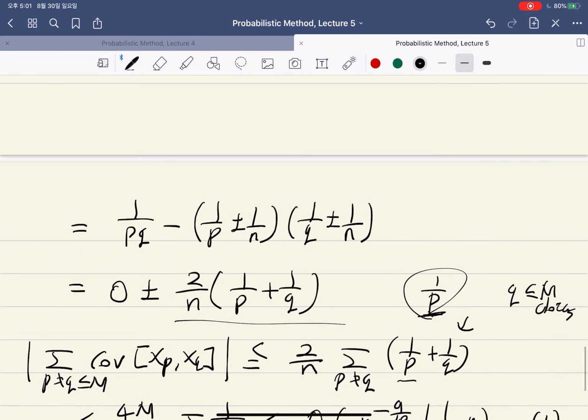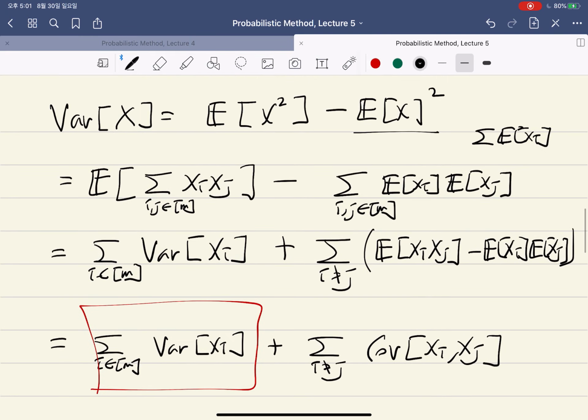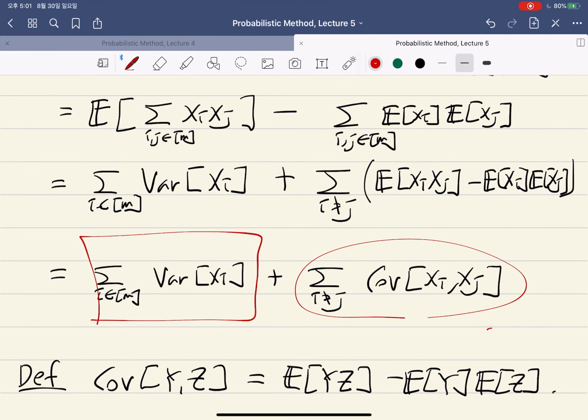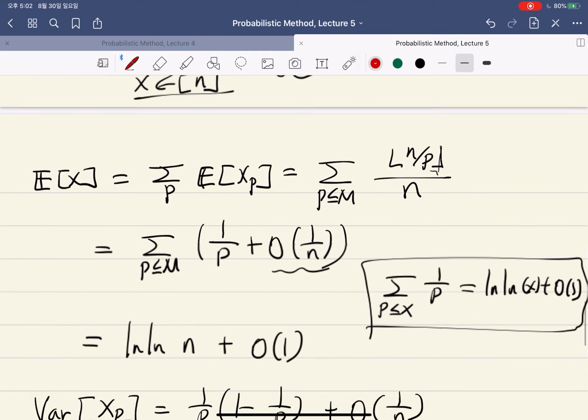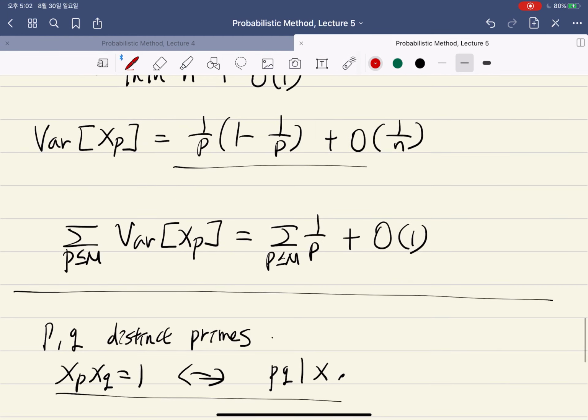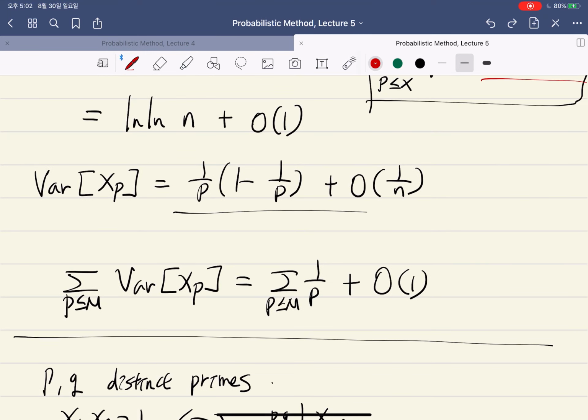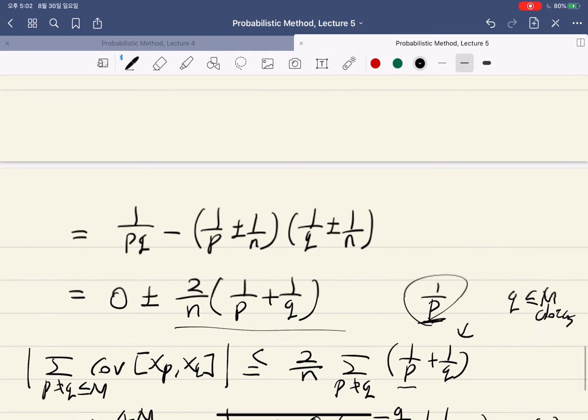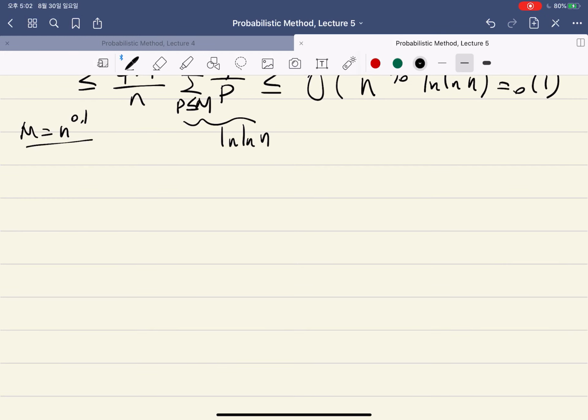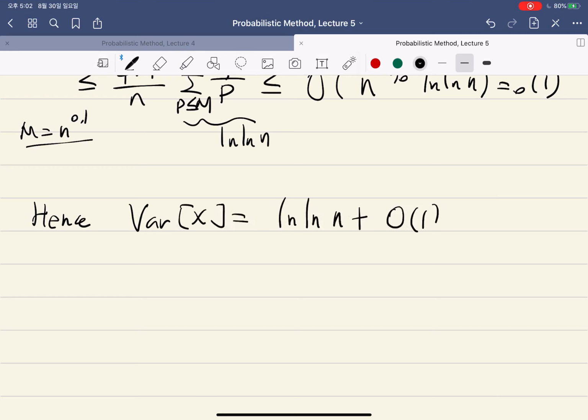So now we have the summation of covariance. We just showed that this part is little o of 1, and this part was log n plus some constant. So hence what we know is that the variance of X is nothing but log n plus some constant.